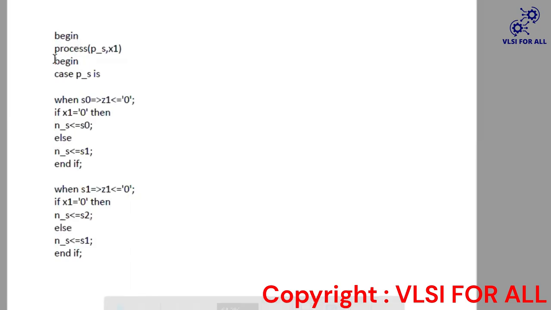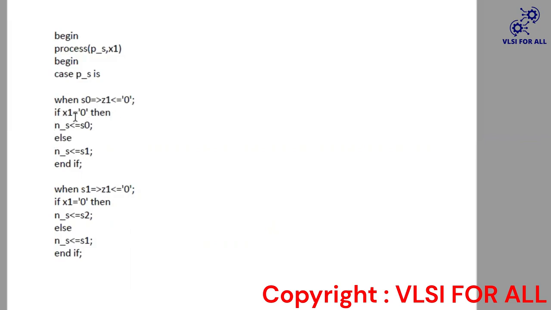Now we will begin the process on present state and X1. Simply here we will write the case for present state, and when S0, then Z1 equal to 0, because our Z1 will be detected only when it is in the S4 state. For S0, S1, S2, S3, our Z1 will be equal to 0. So like this, we can write this.